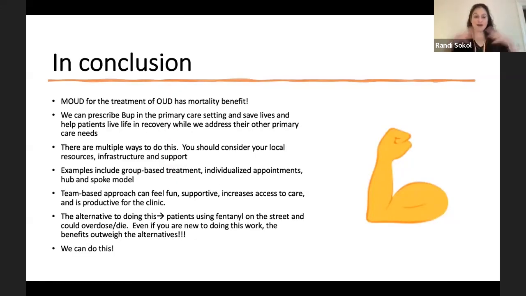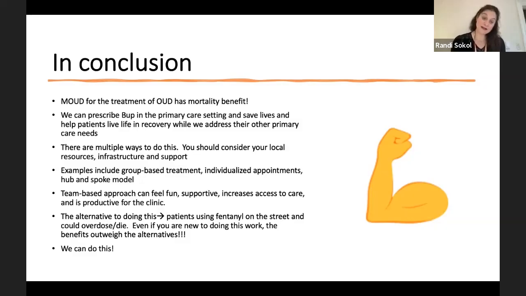I'll just wrap up with this: medication for opioid use disorder has mortality benefit. We can prescribe Suboxone in the primary care setting and save lives and help patients live life in recovery while we address their other primary care needs. There are multiple ways to do this. You should consider your local resources, infrastructure, and support.